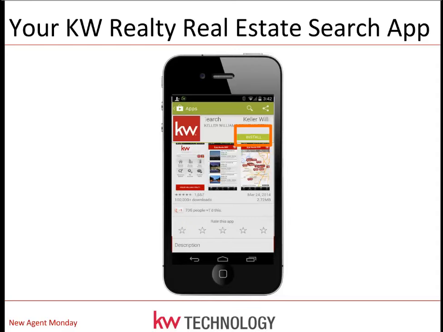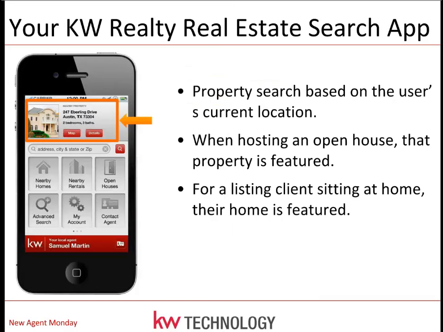Let's take a closer look at the app through the consumer's eyes. Using the Keller Williams Realty Real Estate Search app, property searches are based on the user's current location. So for example, when you're hosting an open house, you can show the visitors the home that you're in, right there on the app. Or, let's say you obtain a listing. You want your clients to download your search app since the app will display the closest property on the opening screen. The closest property will be their property. This demonstrates that you are truly a mobile agent and you use the latest and greatest technology.